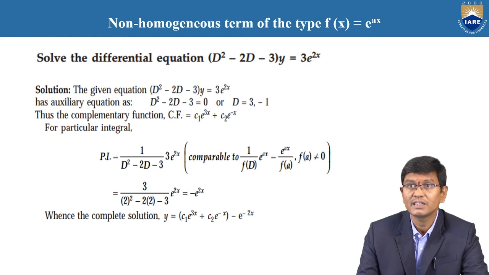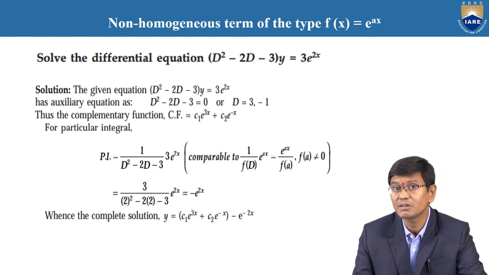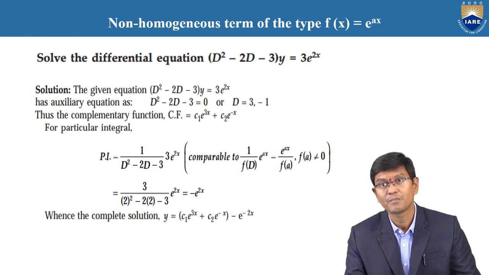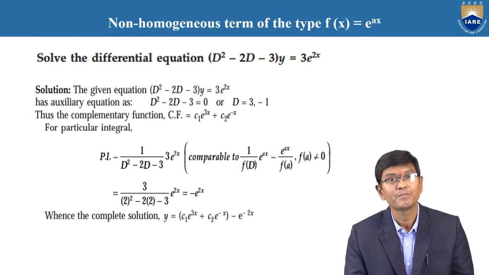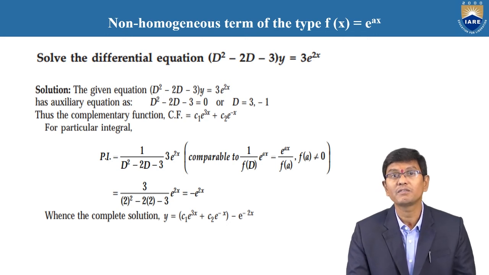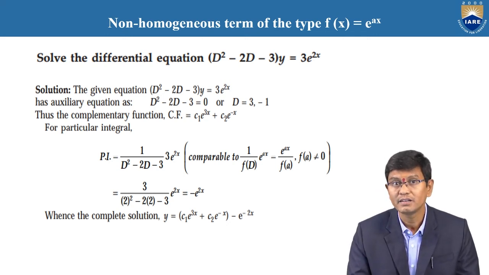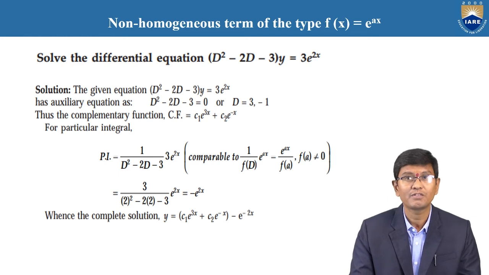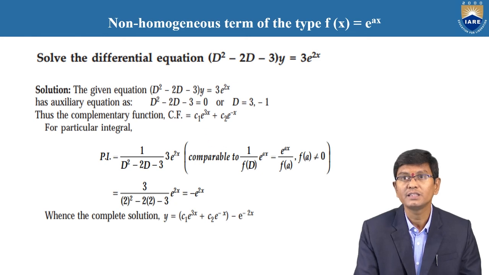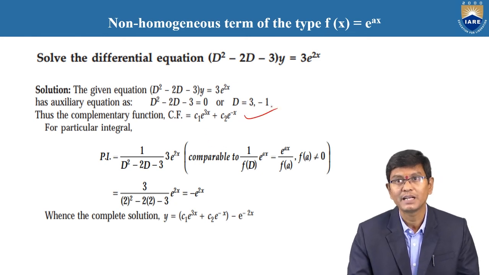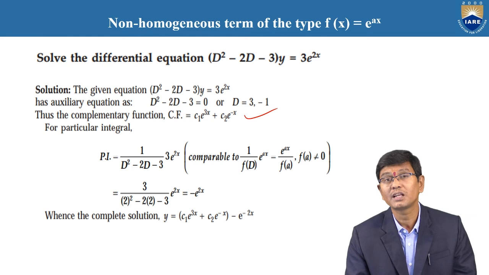Now, solve the differential equation (D square - 2D - 3) y = 3 into e power of 2x. First we need to find the complementary function. The complementary function is found by changing the LHS to operator form and writing the auxiliary equation. By solving, you obtain m = 3, minus 1. Therefore, the roots are different.